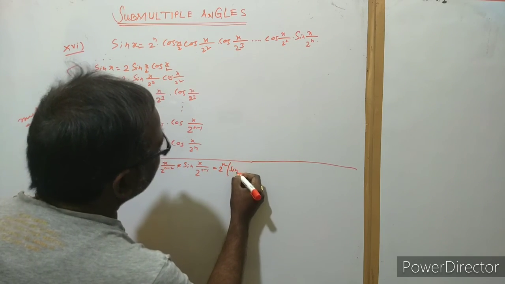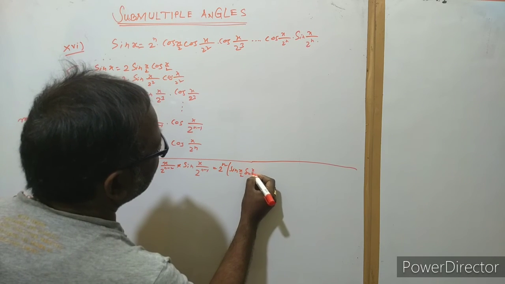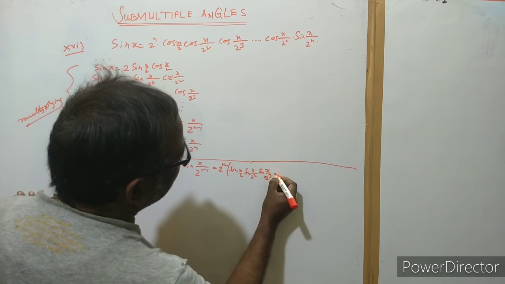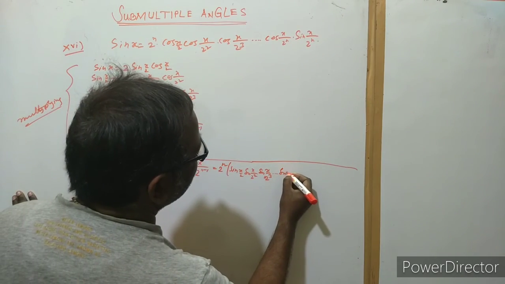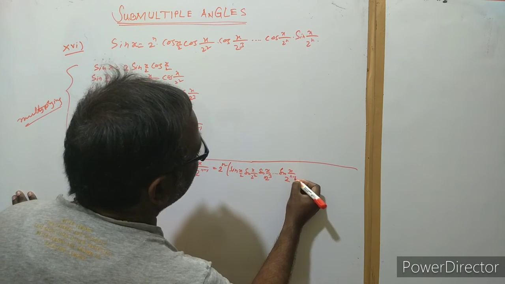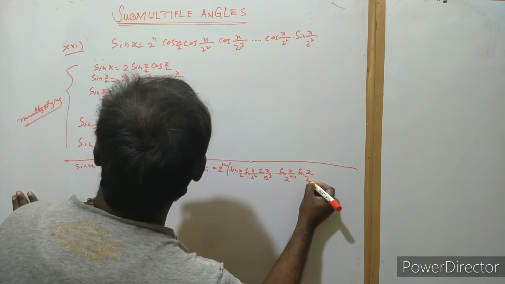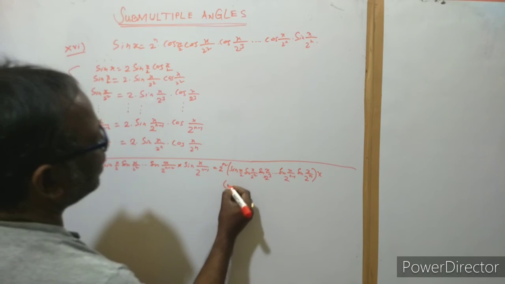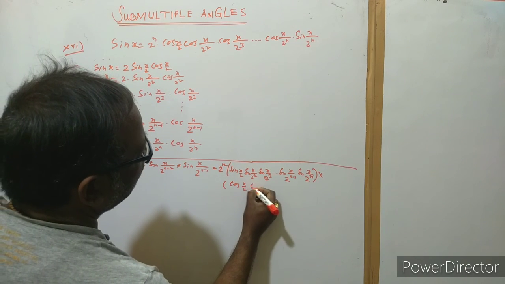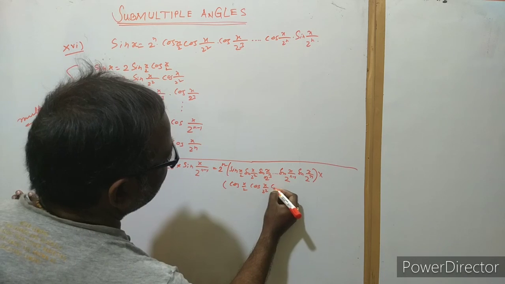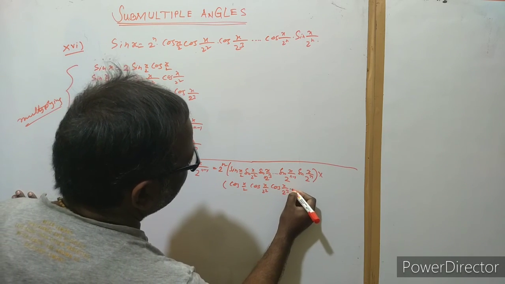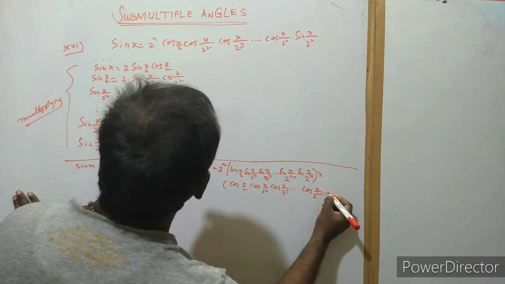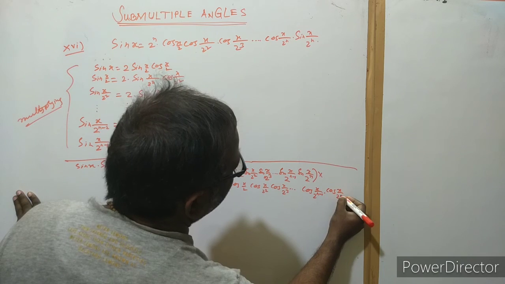Again in the sine part, so sin x by 2 square, and sin x by 2 cube, and also sin x by 2 to the power n minus 1 and sin x by 2 to the power n. In the part of cos, we can write cos x by 2 and cos x by 2 square and cos x by 2 cube, and the last are cos x by 2 to the power n minus 1 and cos x by 2 to the power n.